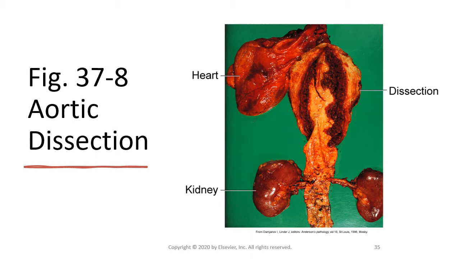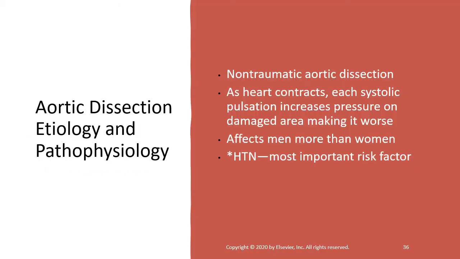In discussing the etiology and pathophysiology, we're looking at non-traumatic aortic dissection. It's due to weakened elastic fibers in the middle layer of the arterial wall. Chronic hypertension hastens the process. Rupture through the outside wall can cause death. As the heart contracts, each systolic pulsation increases pressure on the damaged area, making it worse. It may occlude major branches of the aorta, cutting off the blood supply to the brain, abdominal organs, kidneys, spinal cord, and extremities. The false lumen may remain patent, become thrombosed, or rejoin the true lumen.